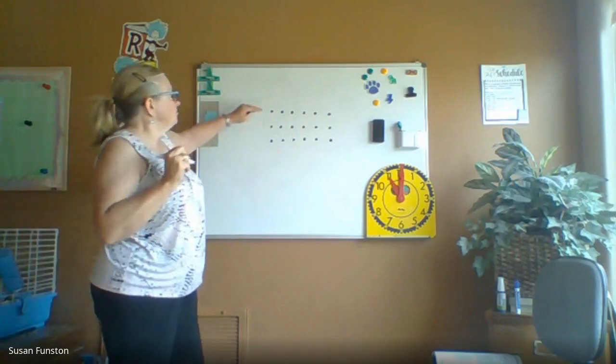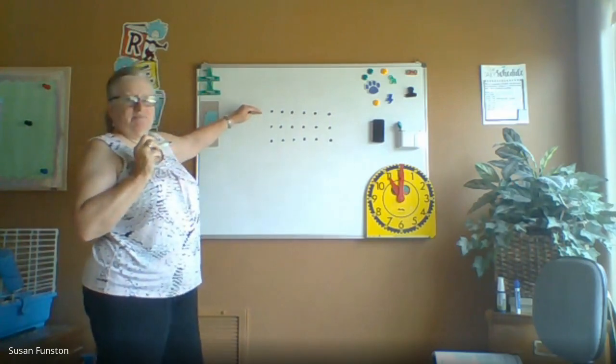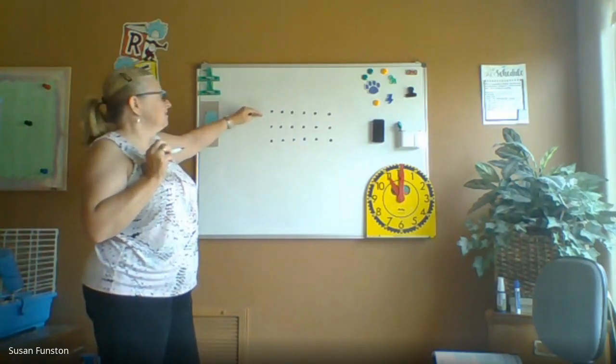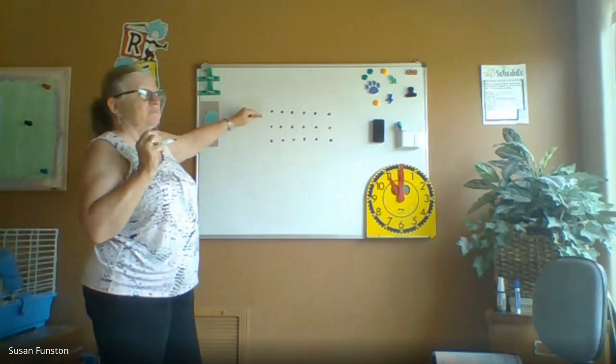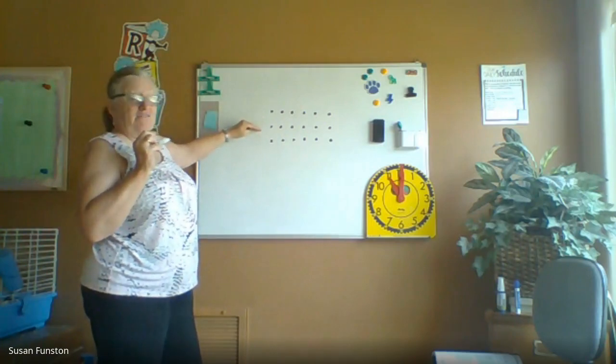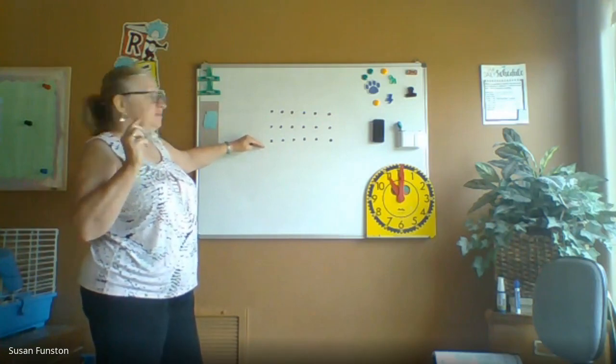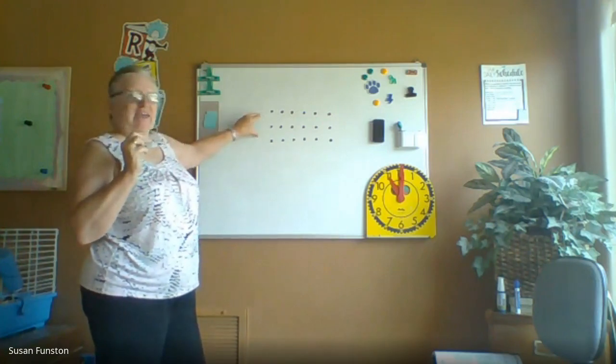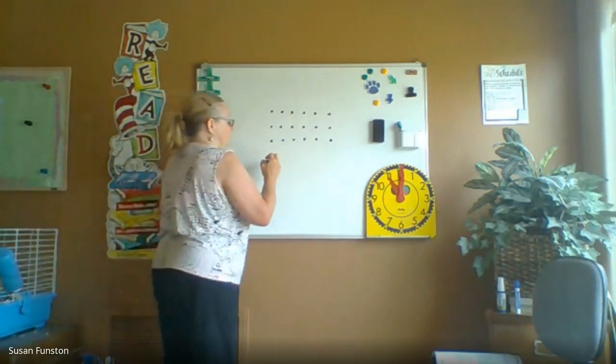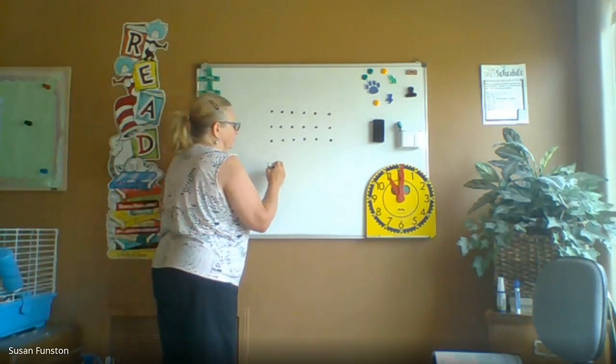So let's count by 6s. This is the big one, right? 6, 12, 18. So I have 18 total circles here.